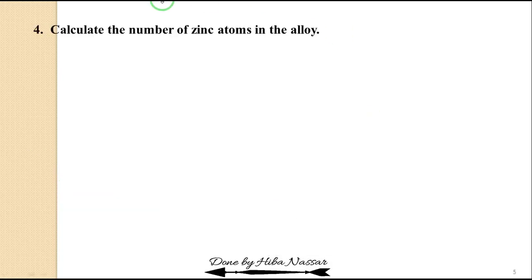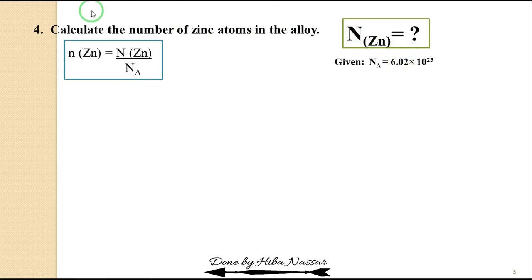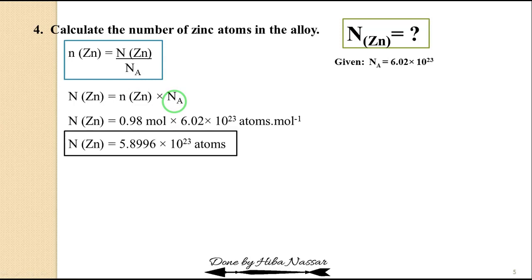Now moving to question number 4, calculate the number of zinc atoms in the alloy. So you have to find capital letter N, which represents the number of zinc atoms, and you have the Avogadro's number. So here the number of mole for zinc is equal to the number of atoms divided by the constant Avogadro's number. So you will find that the number of zinc atoms is equal to the number of mole times the Avogadro's number, and it will be equal to 5.8996 times 10 to the power 23 atoms.